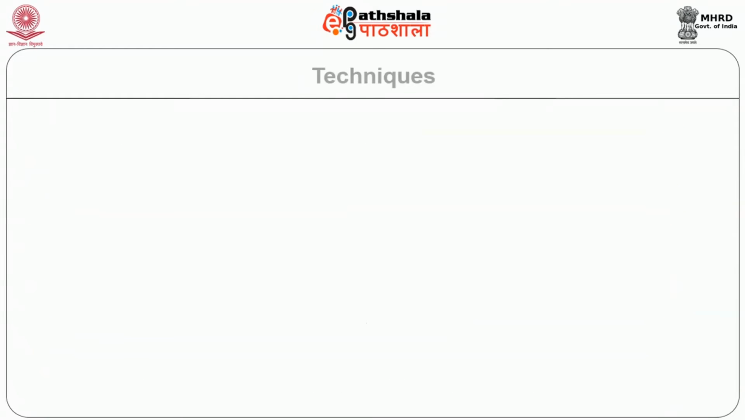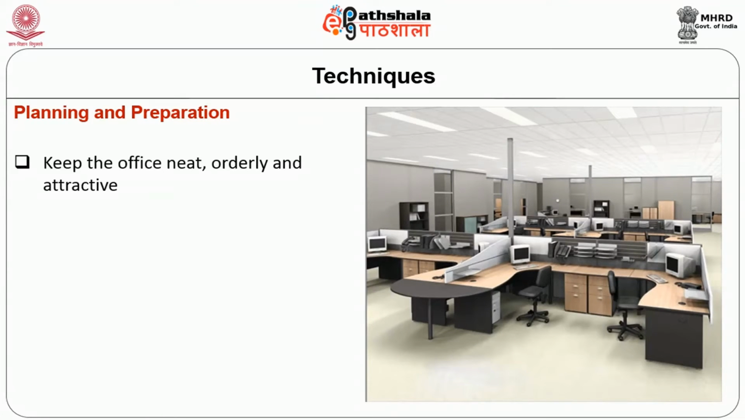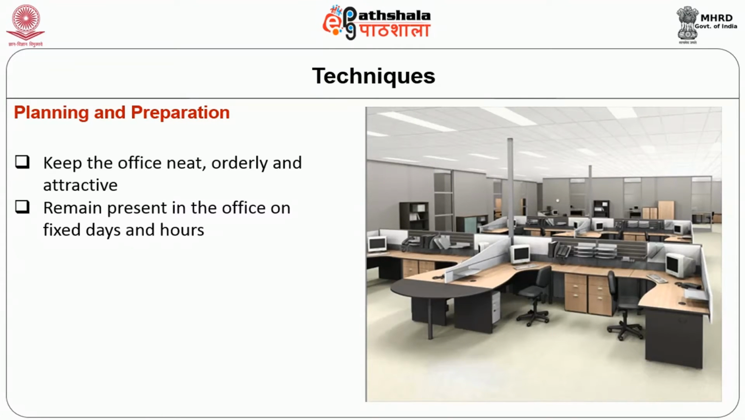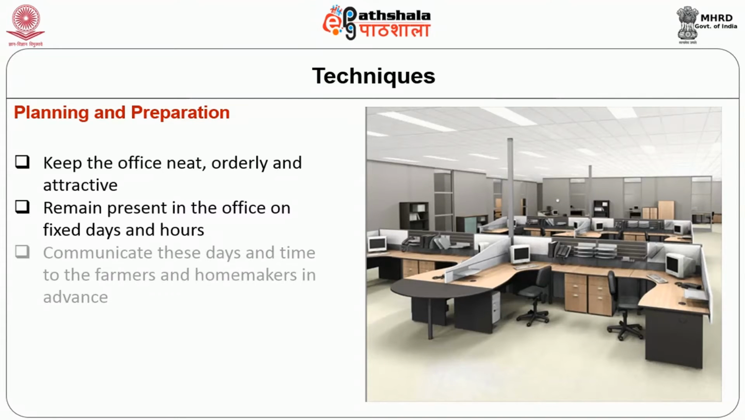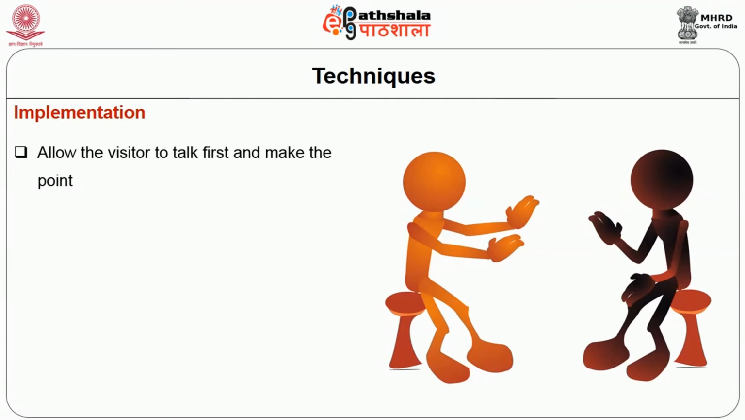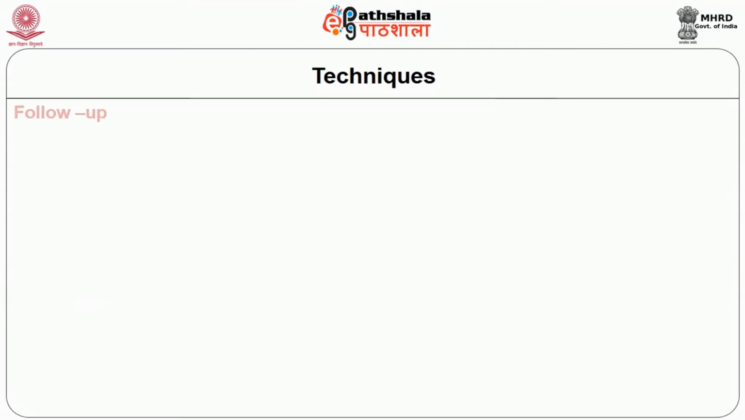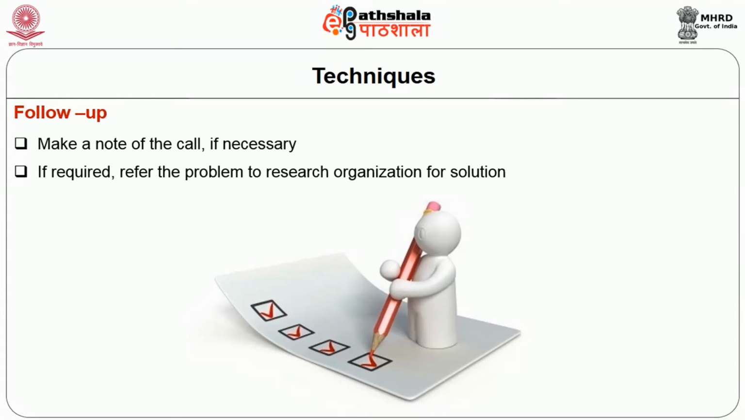So, what are the techniques in the farmer's call? First, planning and preparation. Keep the office neat, orderly and attractive. Remain present in the office on fixed days and hours because farmers may call any time. Communicate these days and times to the farmers and homemakers in advance. Coming to the implementation part, allow the visitor to talk first and make the point. Discuss the problem, suggest solutions. If necessary, take the person to the subject matter specialist. And the follow up the extension worker should make is to make a note of the call if necessary. If required, refer the problem to a research organization for solution.